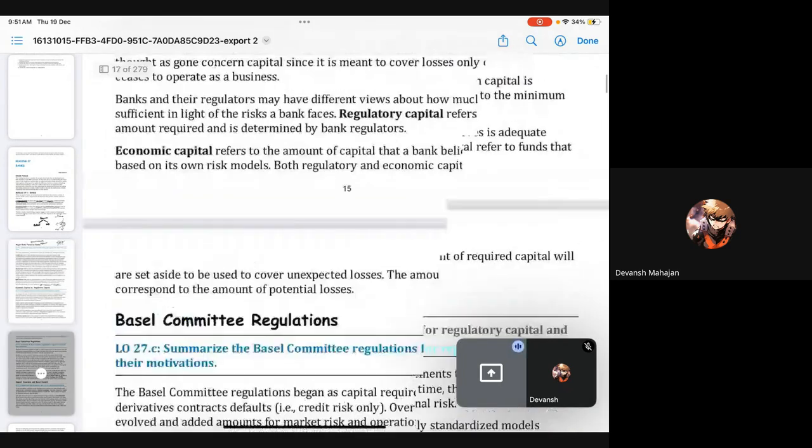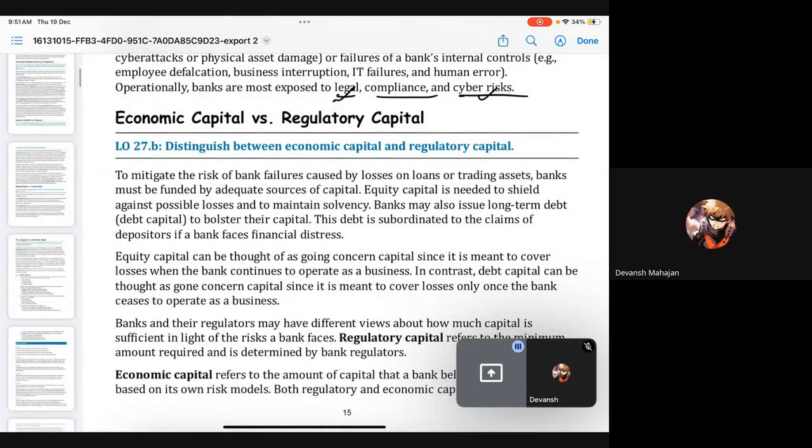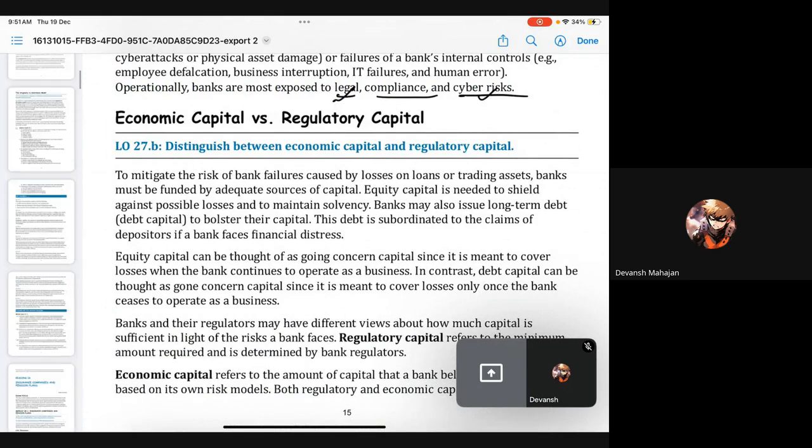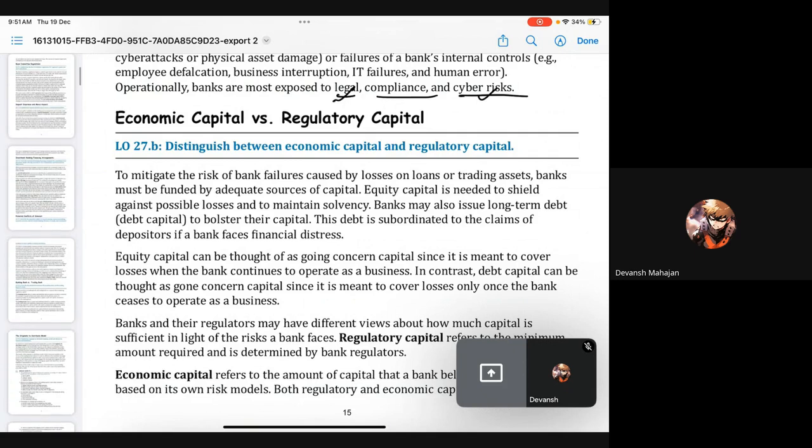Then we have a very small topic on economic capital versus regulatory capital. Economic capital versus regulatory capital. First, tell me, what is capital? According to you, what is capital? And what is the importance of capital? Whatever an entity holds to carry out the purchase of assets or to maintain their liquidity or solvency.